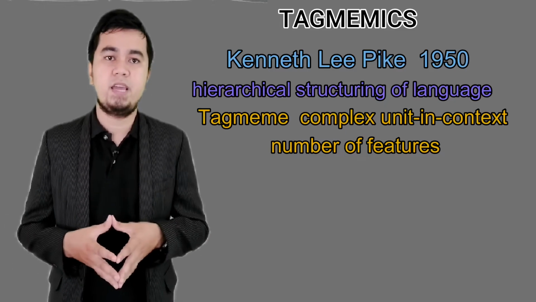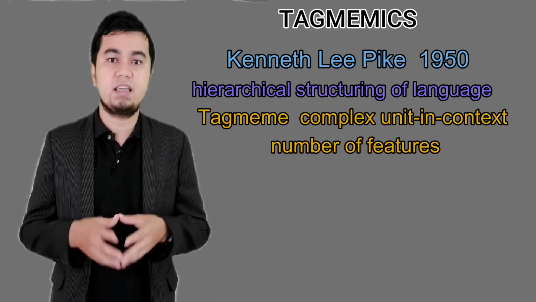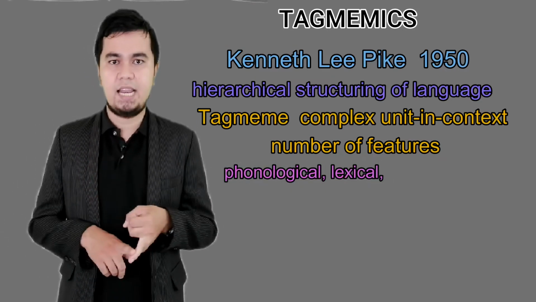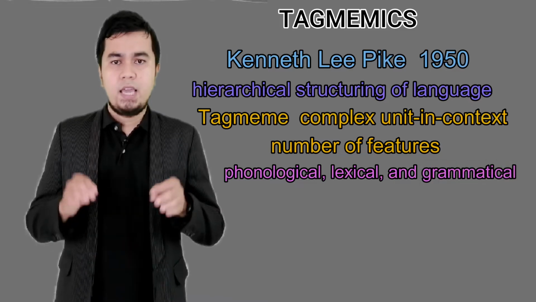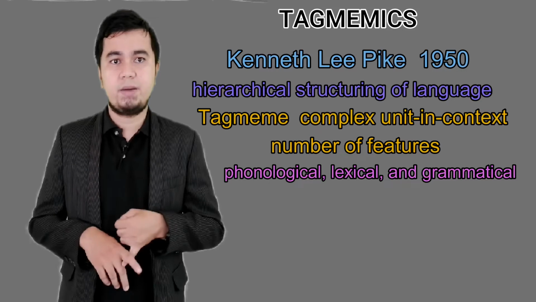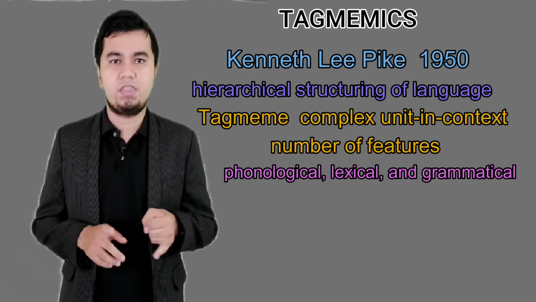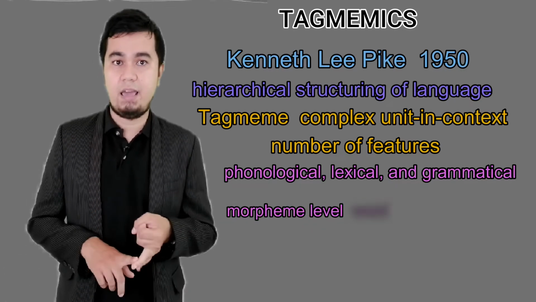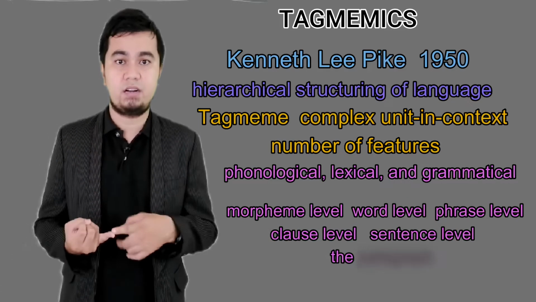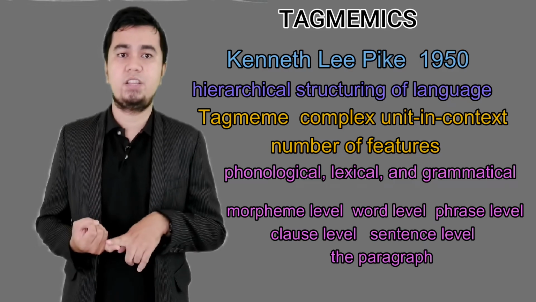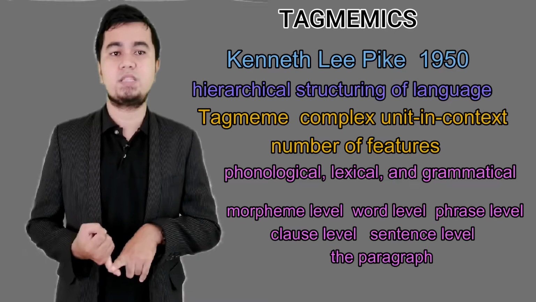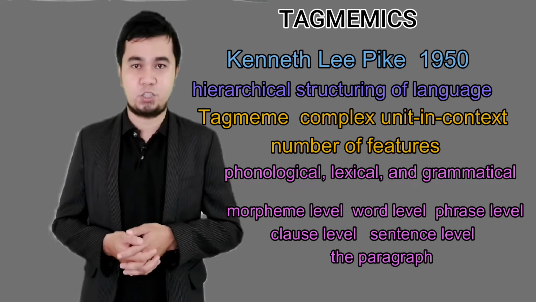context. In tagmemic analysis, language is seen as comprising three systems: the phonological, the lexical, and the grammatical. In each system, there are a number of levels. In the grammatical system, for example, there is a morpheme level, the word level, the phrase level, the clause level, the sentence level, and also the paragraph level. On each level, there are tagmemes displaying the relationship between grammatical function and the classes of linguistic items filling these functions.